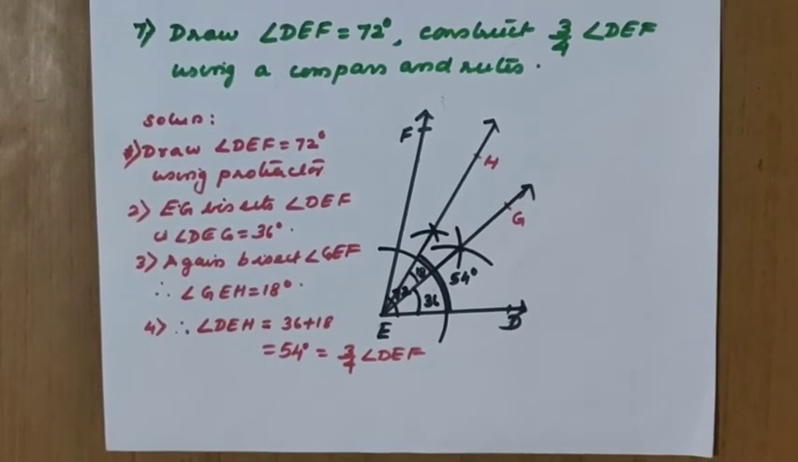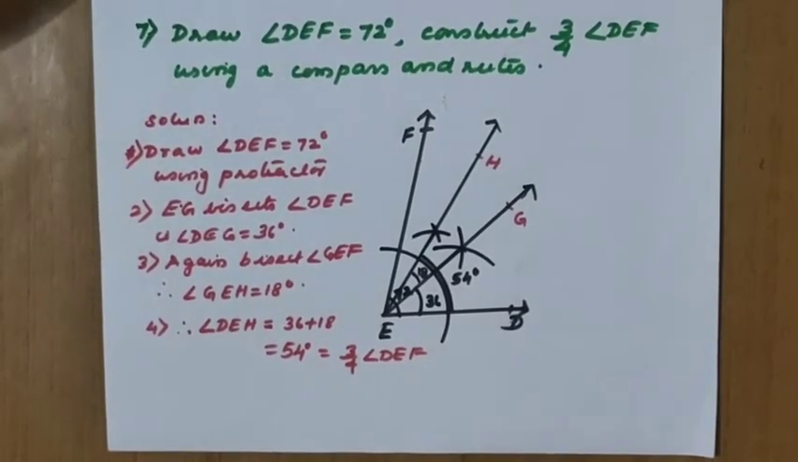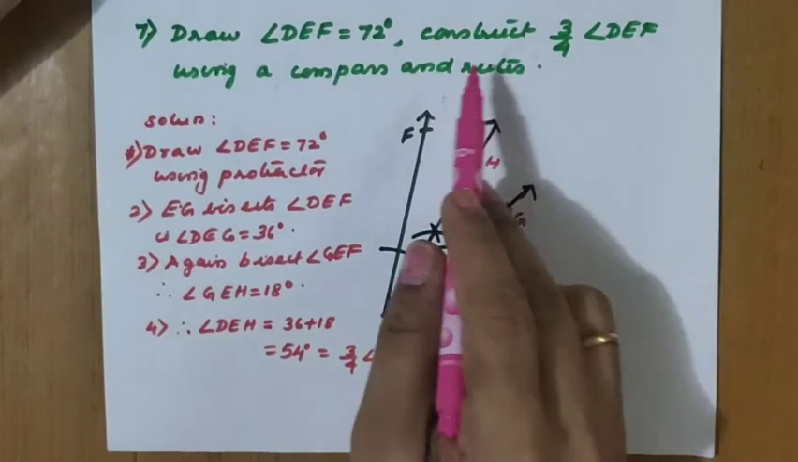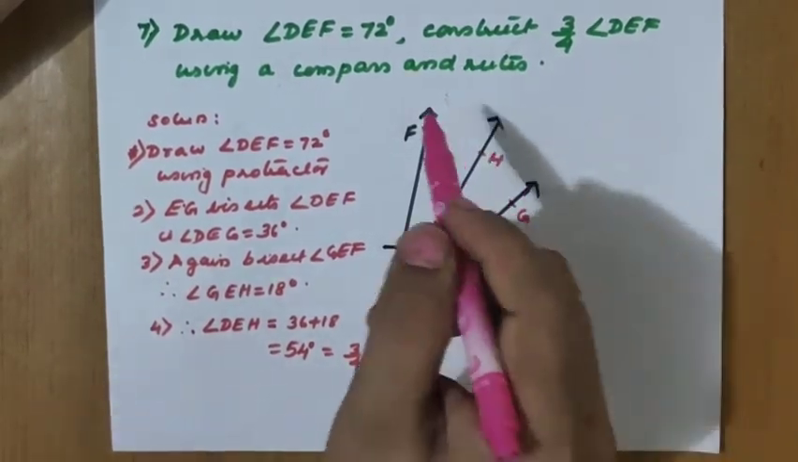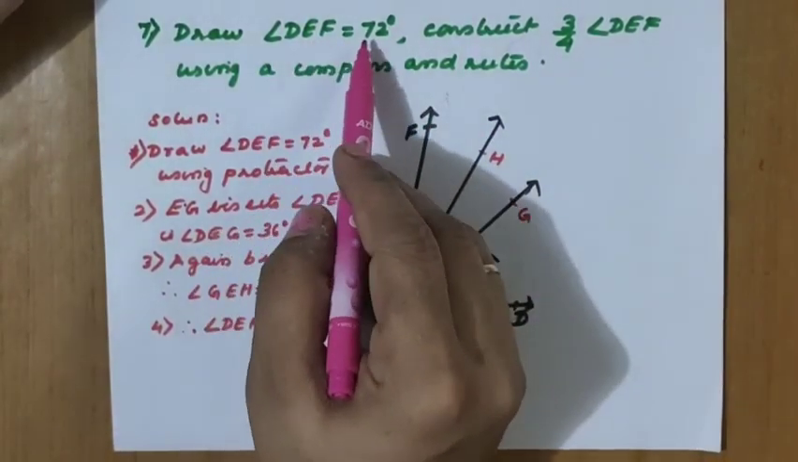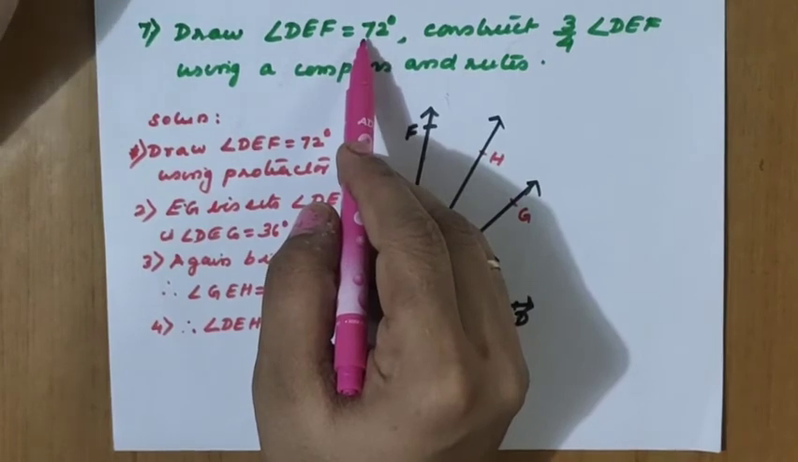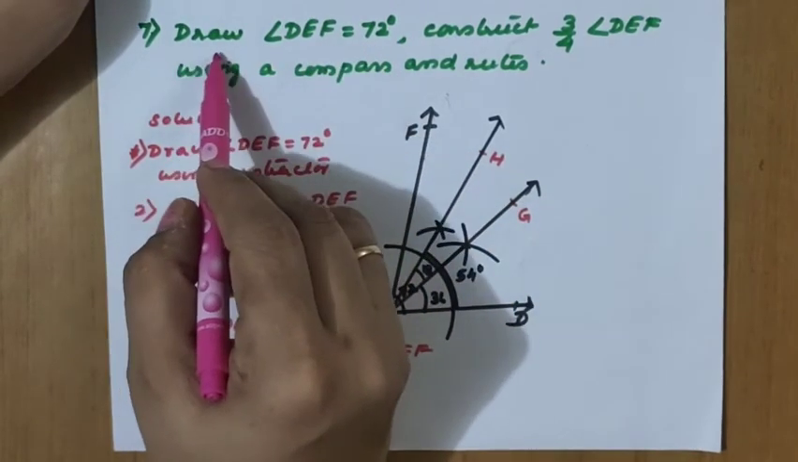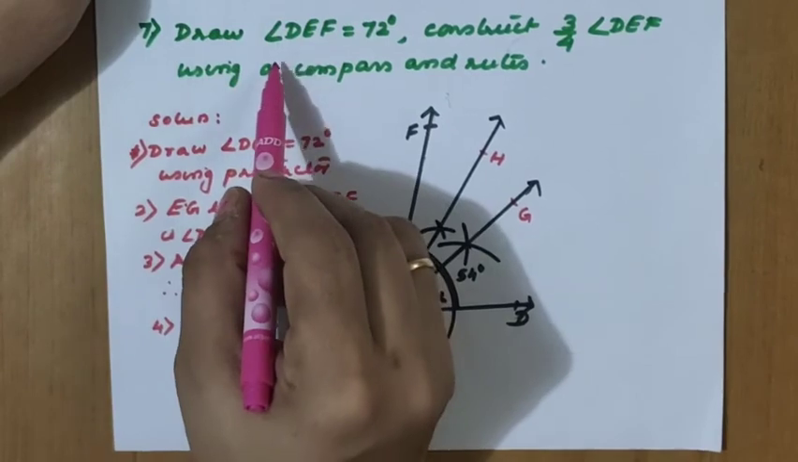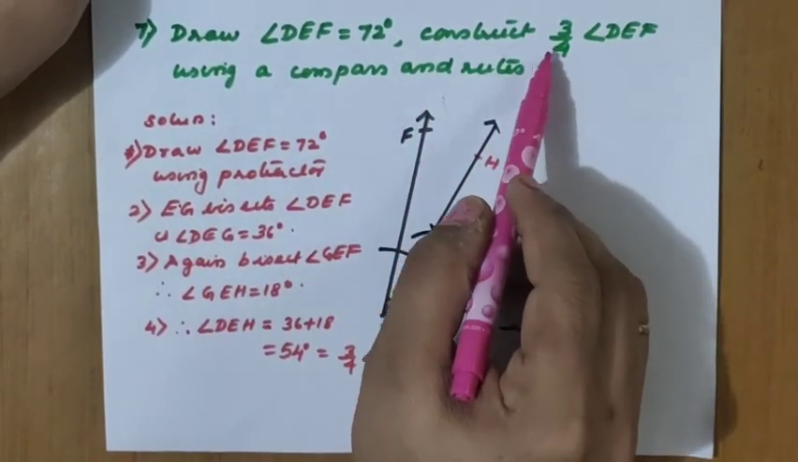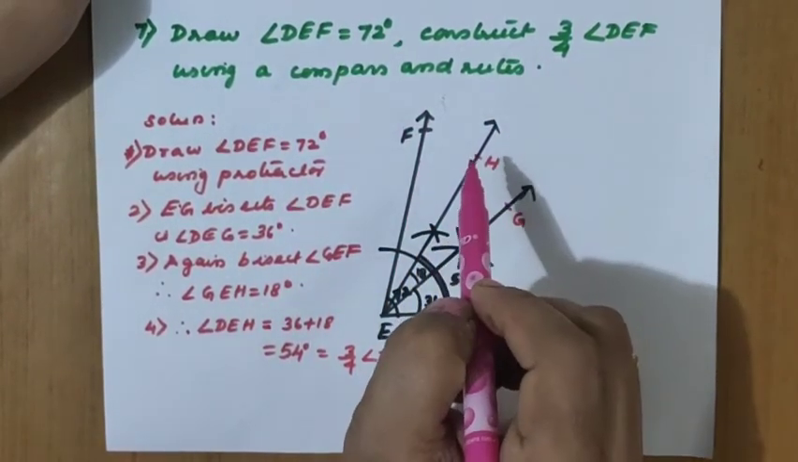Draw angle DEF equal to 72 degree. Construct 3/4 of angle DEF using a compass and a ruler. Here the angle is given to draw, because 72 degree using ruler and compass we cannot construct. So the word is very clear, draw only. Draw means we have to use the protractor. Construct 3/4 of DEF using compass.